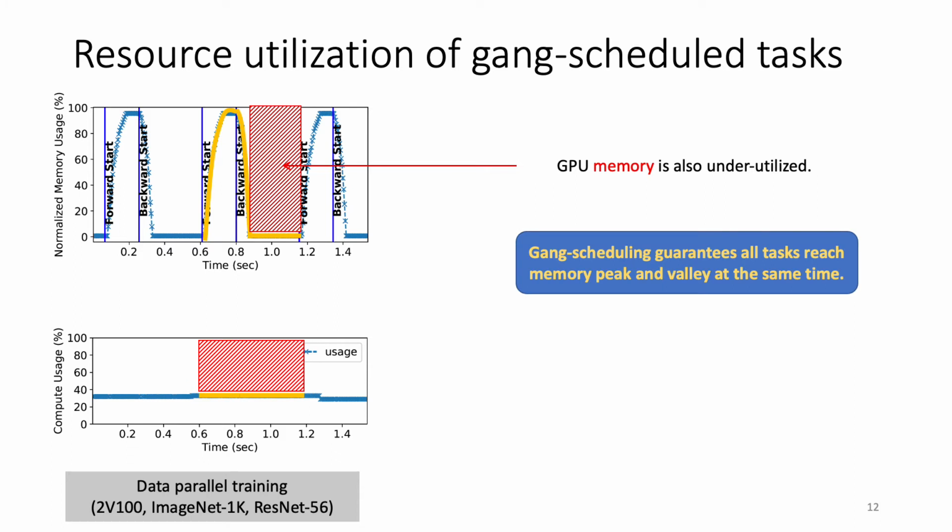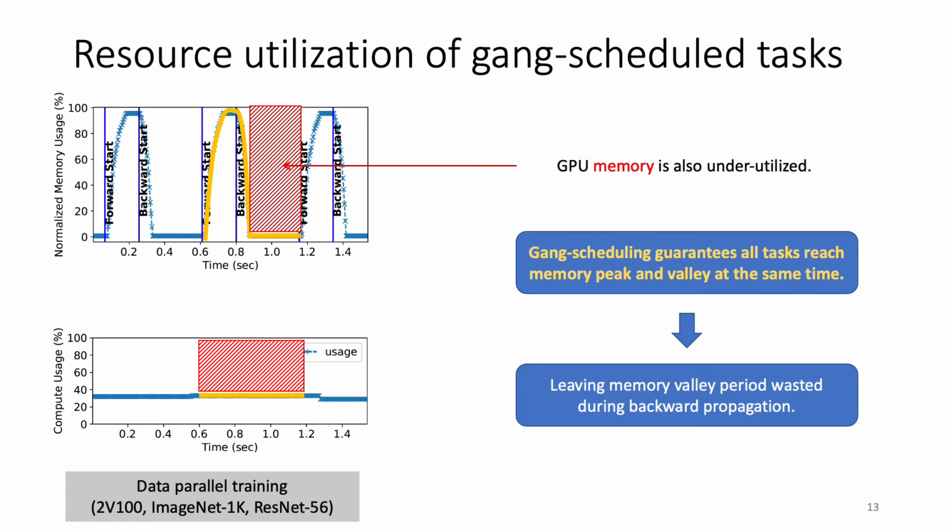The reason why we have this consistent memory valley period during distributed DNN training is because the Gang scheduling policy guarantees that all the training tasks reach their memory peak and valley period at the same time. Thus, one training task cannot leverage another training task's memory valley period. Thus, all the memory valley periods are wasted during the backward propagation in the distributed DNN training job.